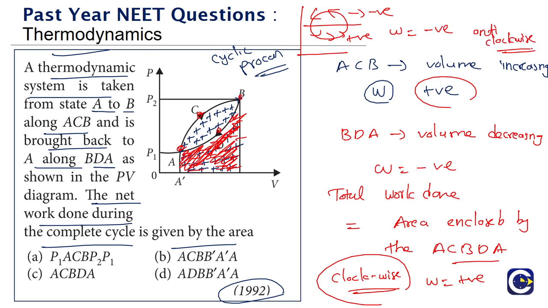So for a cyclic process, clockwise means total work done is positive. In both cases, the value is the area enclosed by that loop, but clockwise means work will be positive, anti-clockwise means negative. Here they are simply asking the work done during the complete cycle, which is given by the area enclosed by the loop ACBDA. The correct answer is option C. These things you have to keep in mind when we talk about work done in a cyclic process.